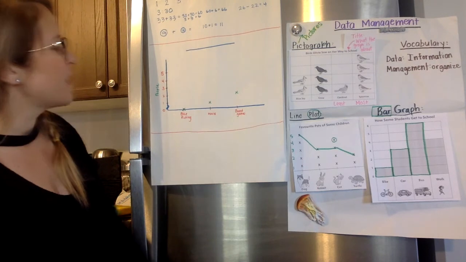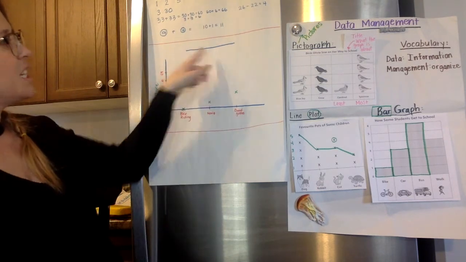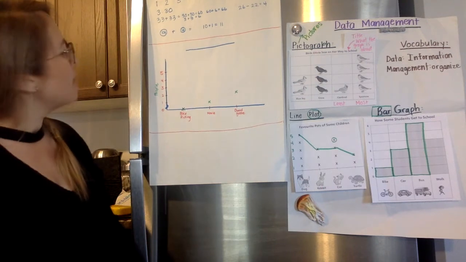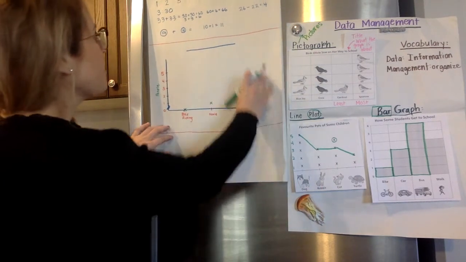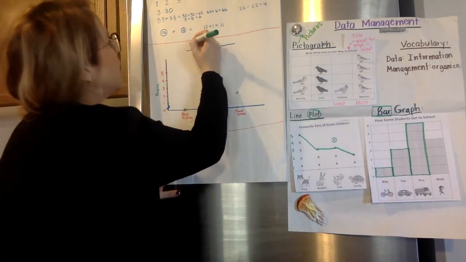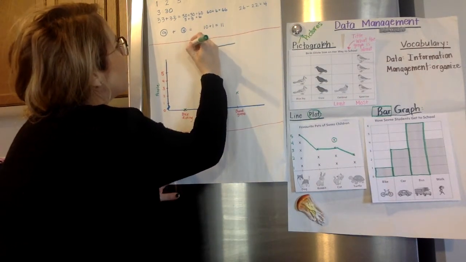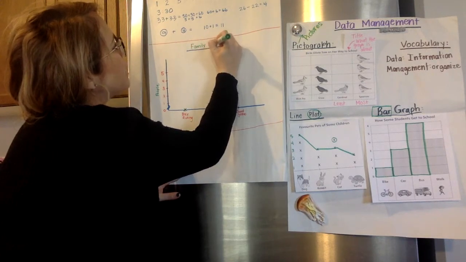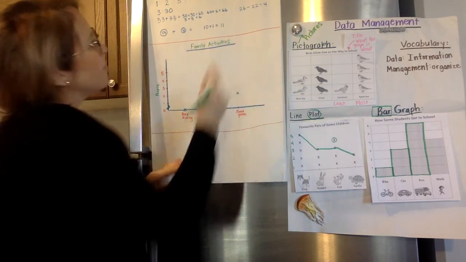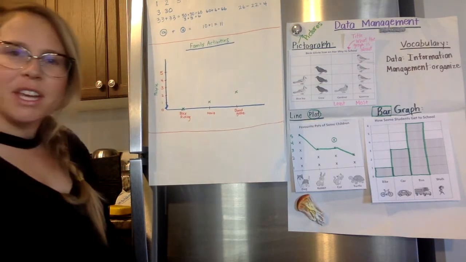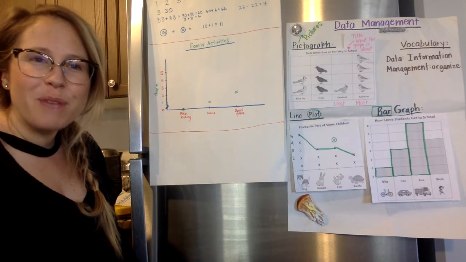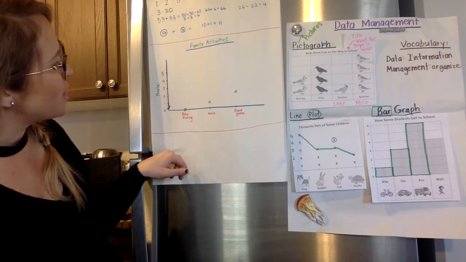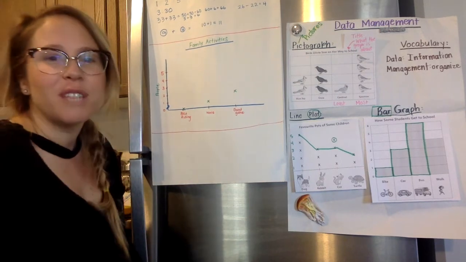So last but not least, I still need a title. What should I name this graph? And I'm thinking I will name it family activities. Okay, so now I can read my graph and I know what my family would like to do the most today for an activity.